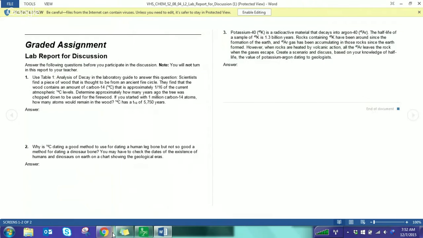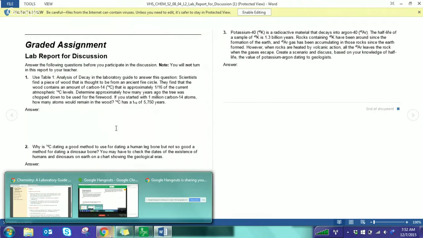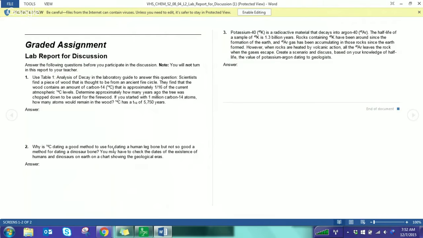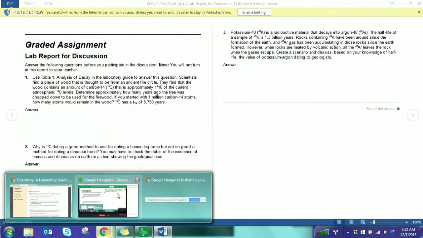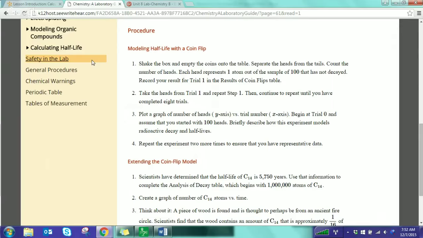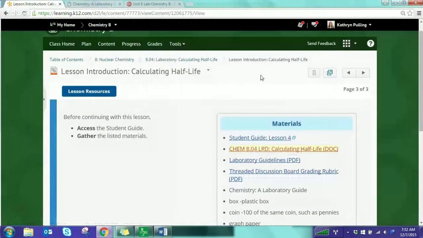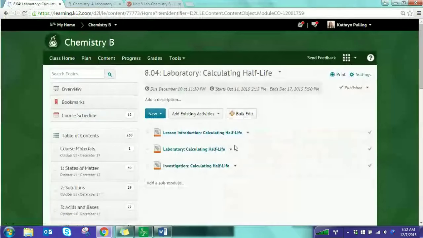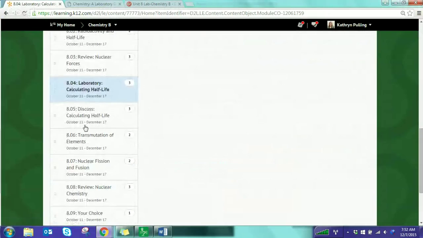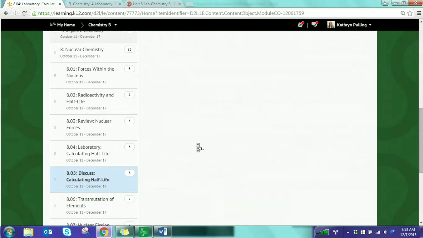All right, so last thing, just to make sure we're all clear on this. This lab report isn't actually getting turned in, but what you are doing is, let's see, 8.04 has only these assignments in there. So if you go down to 8.05, discuss calculating half-life, this is the actual lab graded assignment, and it's a discussion assignment.